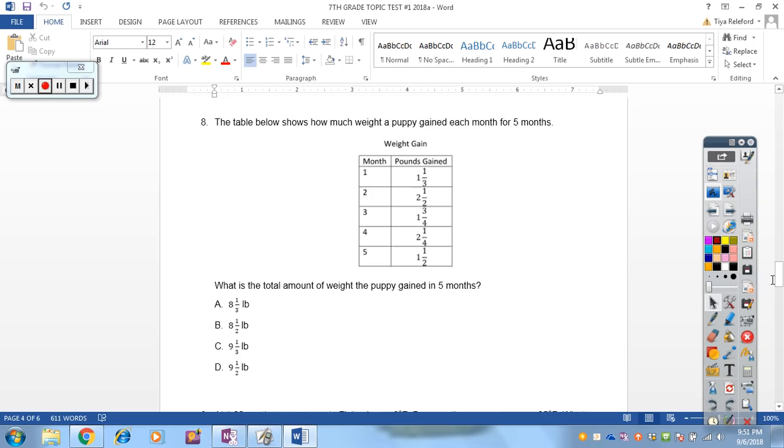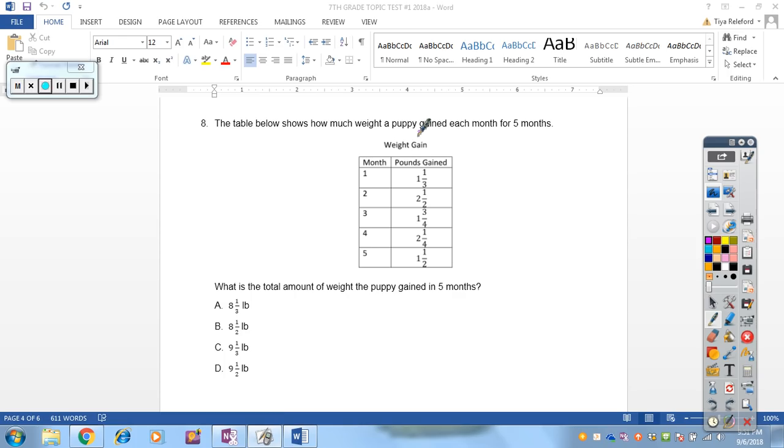All right, number 8 says the table below shows how much weight a puppy gained each month for 5 months. If a puppy is gaining weight, is that a positive or a negative? Positive. What is the total amount that the puppy gained in 5 months? Total tells you to add. Yes, you must write the word add. You will not get points if you don't write everything I write.